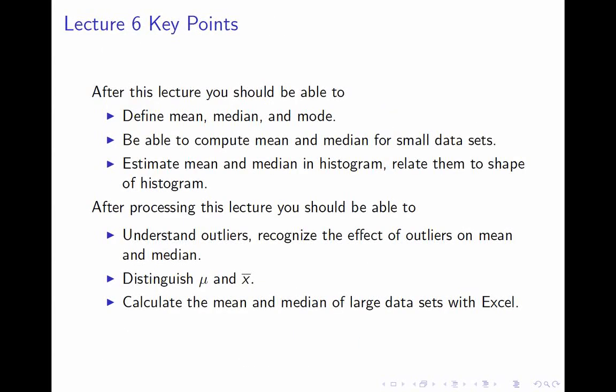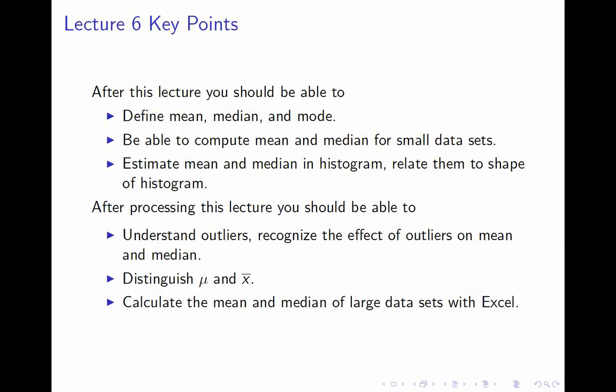All right, so here's what you should know walking out of Lecture 6. You should be able to define mean, median, and mode. You should be able to compute the mean and the median for small data sets. That's all I will ask you to do by hand. You should be able, looking at a histogram, to estimate the mean and the median and relate them to the shape of the histogram. You should know, before you compute them, that in right-skewed data, the mean will probably be bigger than the median, left-skewed the opposite, and in symmetric data they should be quite close.